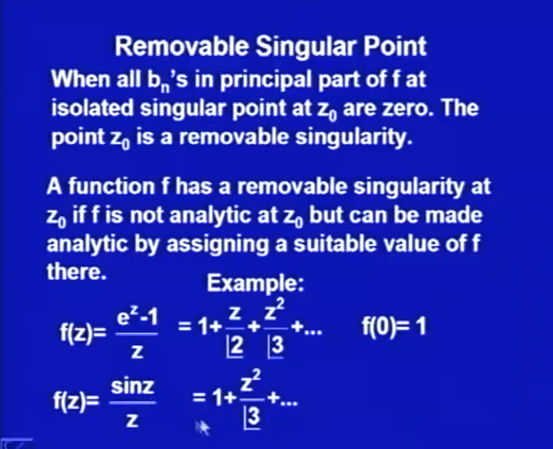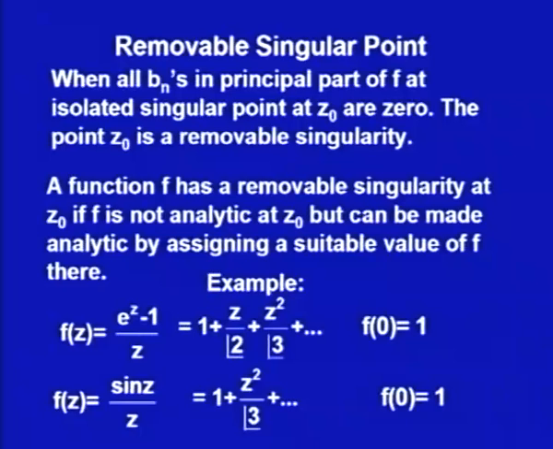If I divide it by z, I would get 1 plus z square upon factorial 3 plus and so on. Now, again we find that as z approaches 0, the limit of this f(z) would be 1. So now what would I define? I would define f(0) as 1. Now this function f(z), sin z upon z for z not equal to 0 and 1 for z equal to 0, is now an analytic function.